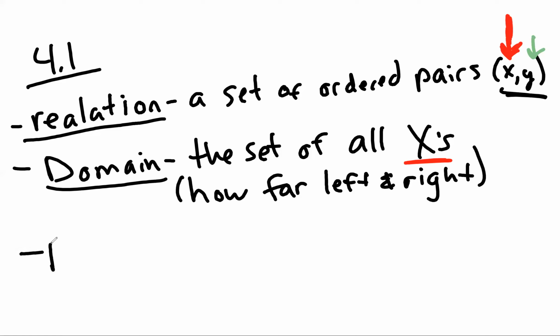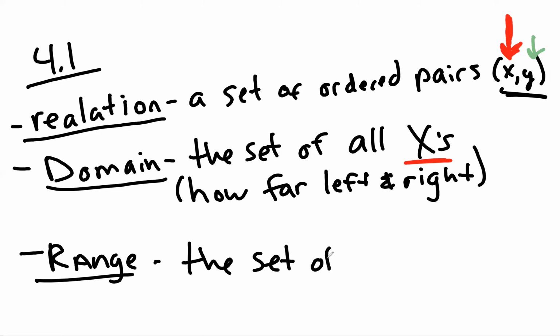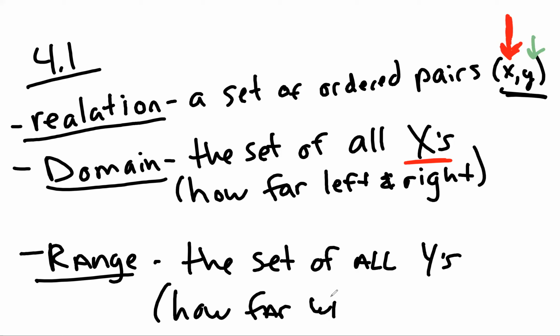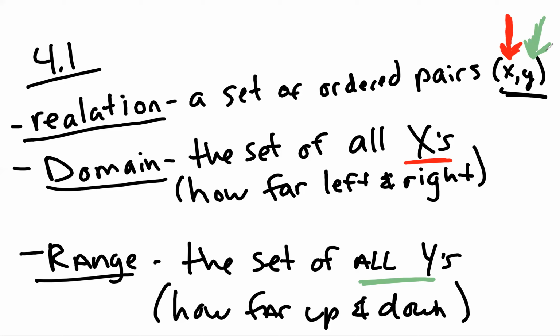Now, the next word is range. And the word range is simple. It's the set of all y values. And something that we'll need to know later, this will tell me how far up and down. But for the time being, all we're concerned with is this. It's the set of all y's. So it's the second piece. Any y value is considered to be the range. So these are our first three definitions: relation, domain, range.